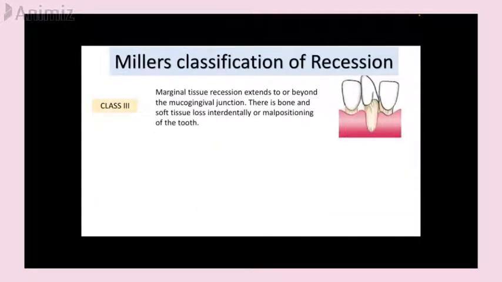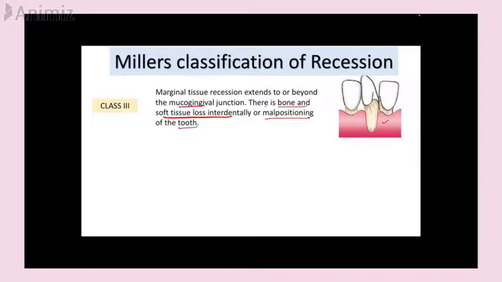Now moving on to class 3 type of recession. In this type, marginal tissue recession will extend to or beyond the mucogingival junction and there is bone and soft tissue loss interdentally. There can also be malpositioning of the tooth. As you can see in this picture, there is bone and soft tissue loss and malpositioning of the tooth.